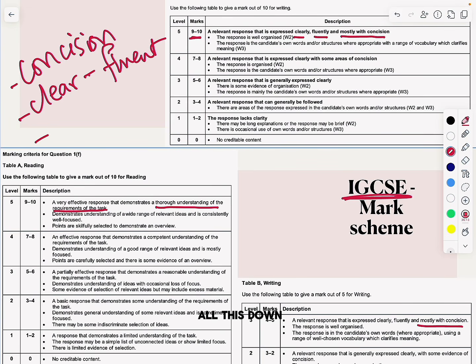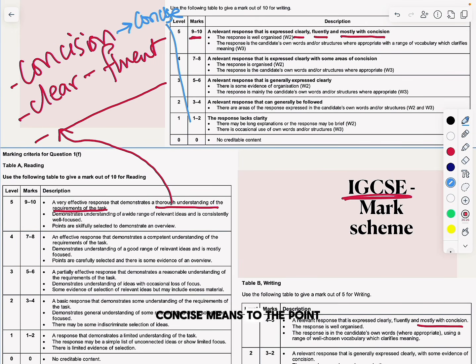Because I can't write all of this down, it's too long, I'm going to put this here. So there are 4 things that I've underlined. Do you know what the word concision means? Concision comes from the word concise. Concise means to the point. To the point means basically this: the requirement of the task has been identified and has been solved.